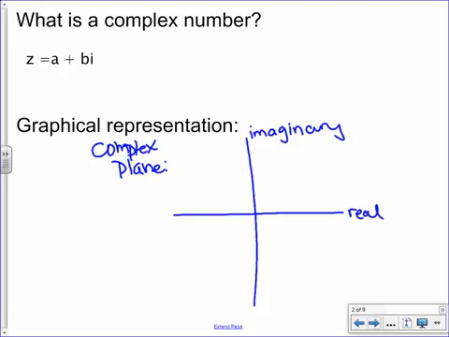Okay? This is not the same coordinate plane that we plot xy coordinates on. This is the complex plane that we use to represent complex numbers. So if we wanted to graph the number 2 plus 3i, we would move 2 in the positive direction on the real axis and 3 in the positive direction on the imaginary axis. There is 2 plus 3i.